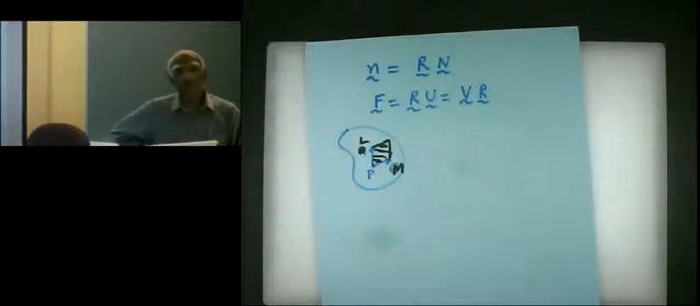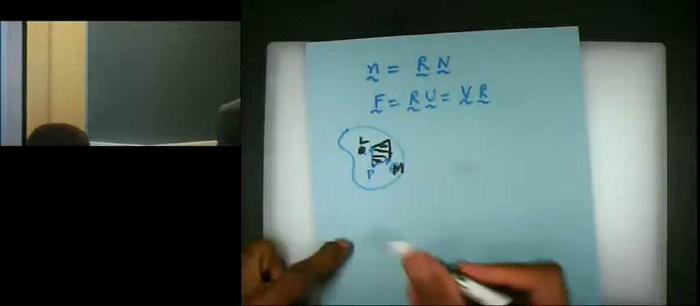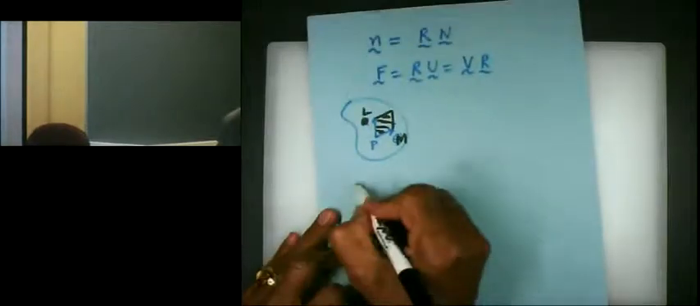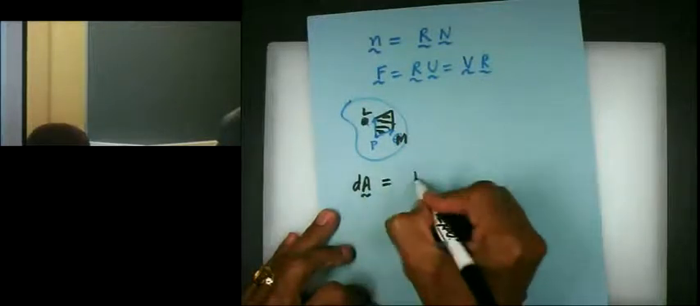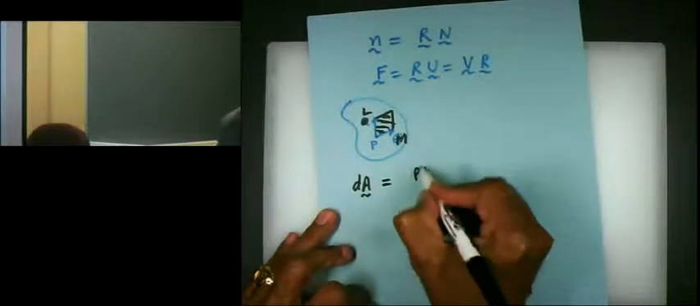Yes? You want to take the cross product? You take the cross product. Very good. So you take the cross product. So dA, we are in the undeformed state. So dA, which is a vector, will equal PL cross PM.